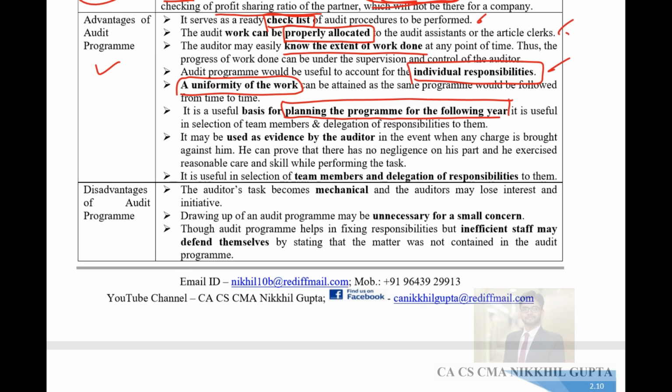So the same audit program can be used for next year as well. Then it is also used as evidence by the auditor to prove that he has done all the steps properly during an audit. In future, if someone puts an allegation on the auditor that he has not done anything properly, the auditor can simply show his audit program and prove that he has done all the steps of the audit properly, and he has performed the audit with due diligence and absolute care.